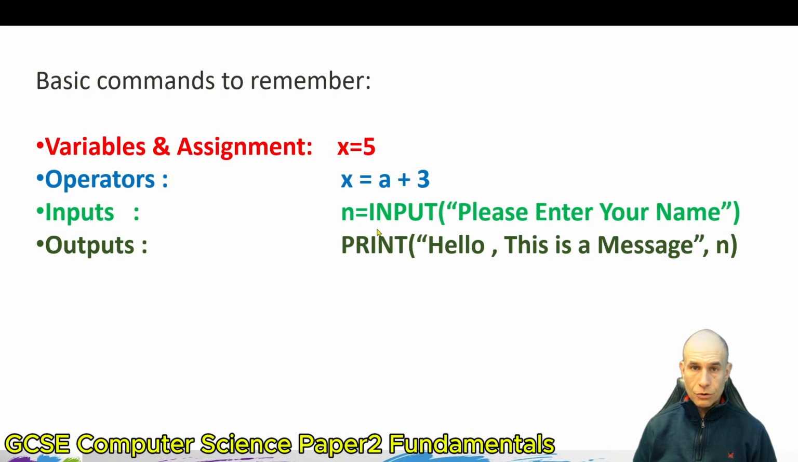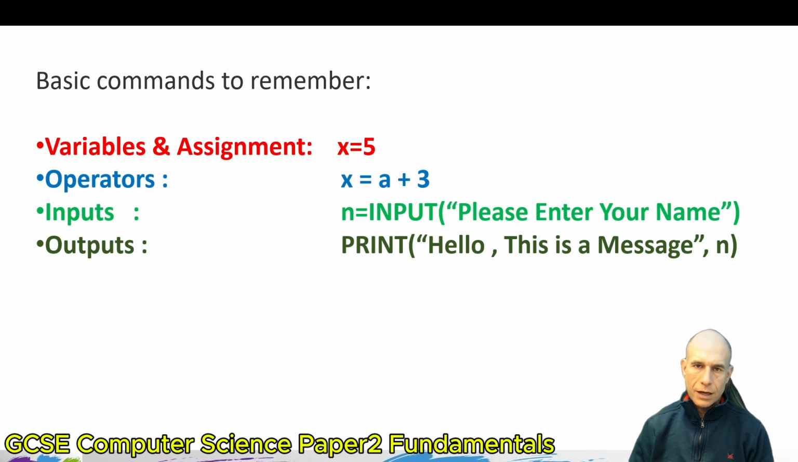We have input. So input, we have to assign again. Remember, whenever we have an input, we need to assign that input to some variable. Whatever we are getting from the user, we have to put it inside one of those little containers, a variable. So we are assigning it to the variable called n, and we are using this command called input, open parentheses, open double quote, please enter your name, close double quote, and close the parentheses. So this command will print "please enter your name", and it will wait there for the user to input something and press enter.